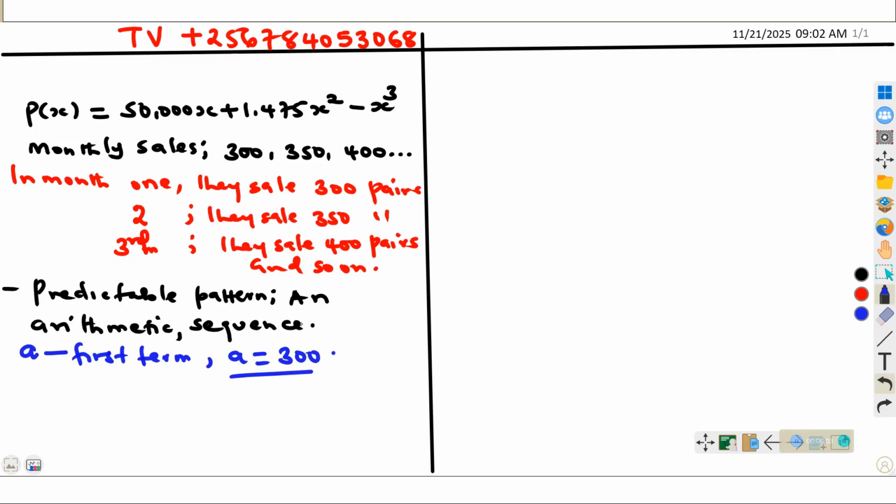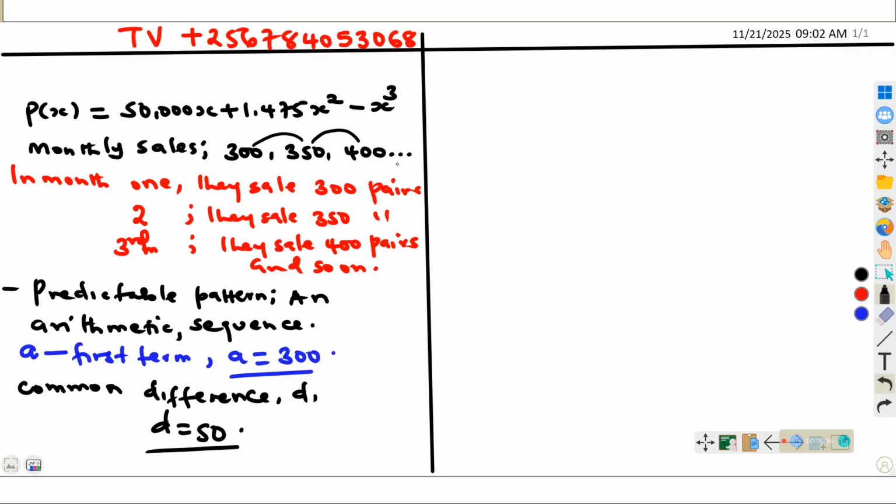When you talk about an arithmetic sequence, then they must have what we call the common difference. So what is the common difference? The common difference, in most cases, is represented by D. So what is D? That is the number of extra pairs they sell each month. That number is the difference from this to this, and the difference is 50. So this is what we call the common difference.